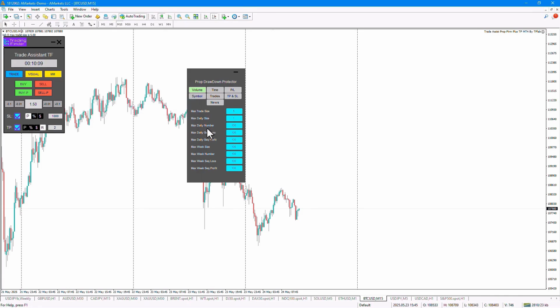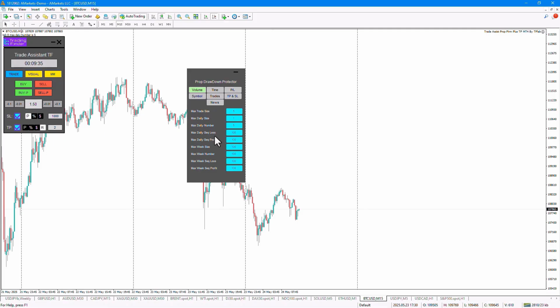The next options are related to the maximum number of daily trades. For example, I am only allowed 5 trades in a single day, and based on this, I can stick to my trading plan more effectively.